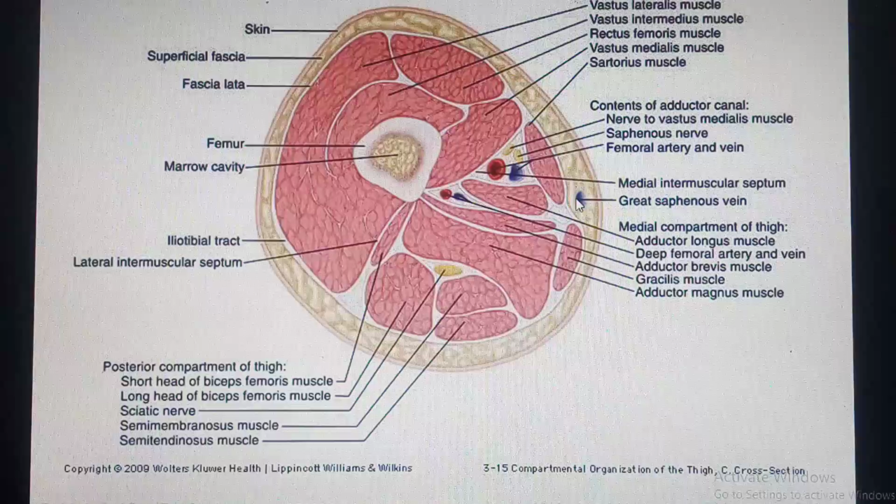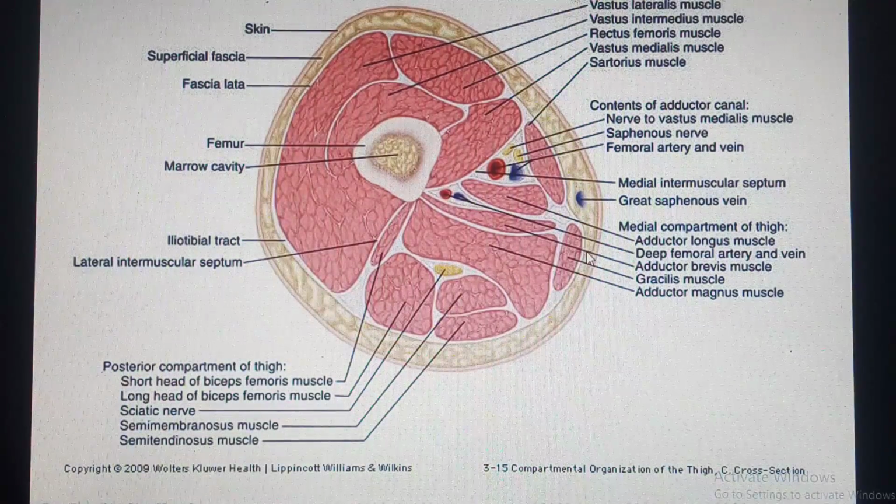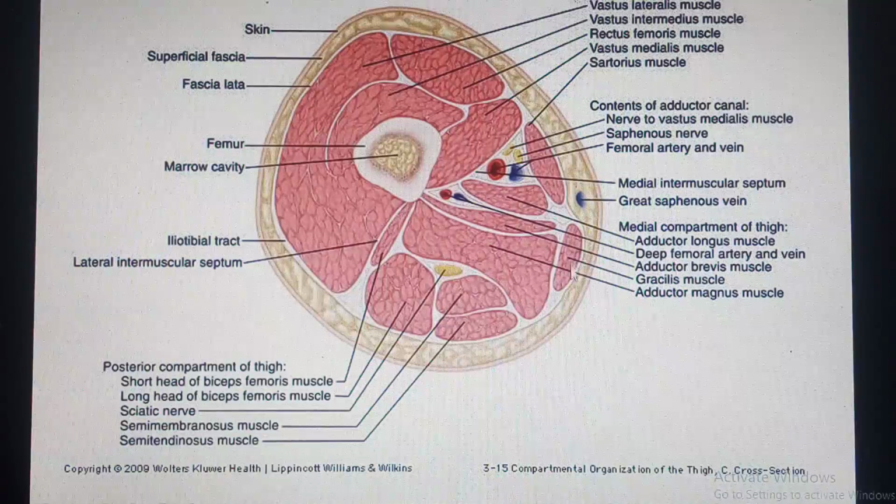Appreciate it over here. Now, in the medial compartment of the thigh, I told you that the most medial structure was the gracilis muscle. So this is the gracilis muscle, the most medial structure in the medial compartment of the thigh. So that is what we are going to find over here.